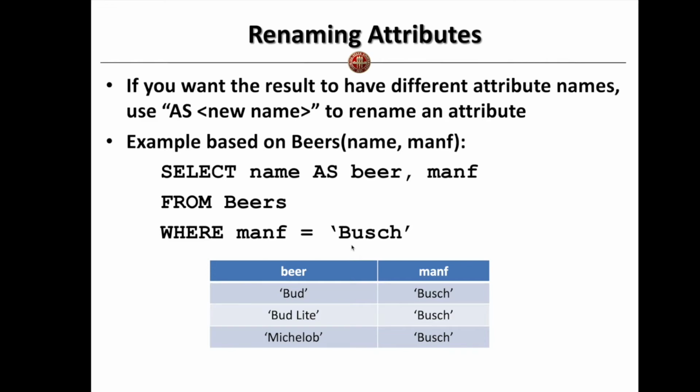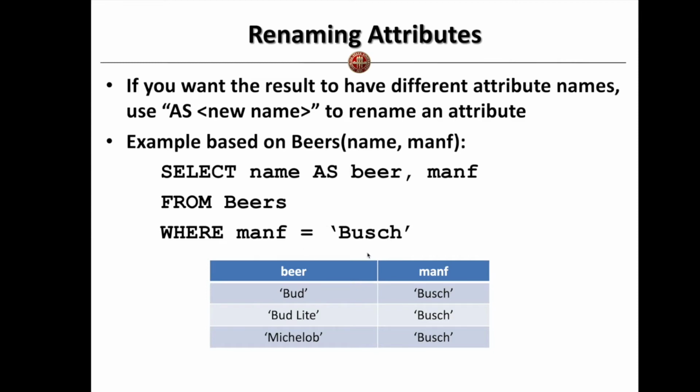By executing this query, we will have a result shown at the bottom. We will have a table, right? First of all, the returned result is a table. In the table, we have two attributes. The first one is beer, because we changed name to beer in this statement, right? The second one is manufacturer. And for all the tuples in the table, the manufacturer equals Bush because that is the condition, right?